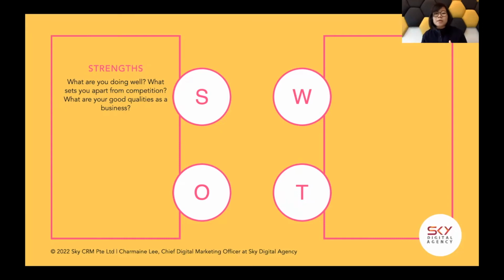Of course, there are many other things. For example, let's look at our courses. What sets us apart is that we have regular runs of our one-day digital marketing courses from March onwards. Okay, usually January, February, we don't have that many public runs because in Jan and Feb, we are usually running a lot of webinars. The last point on strengths is what are your good qualities as a business.